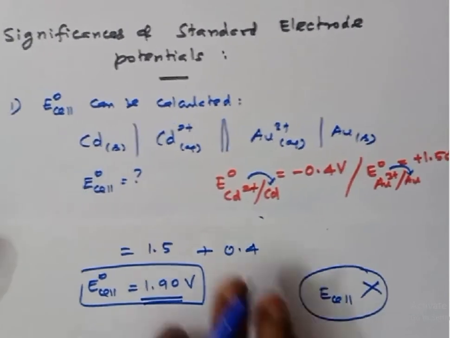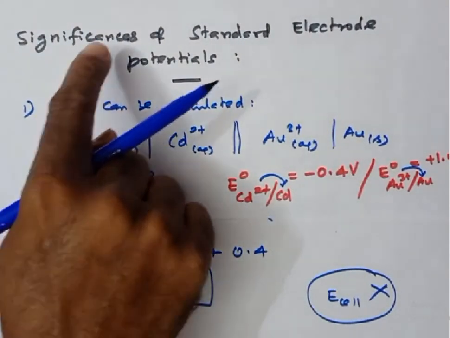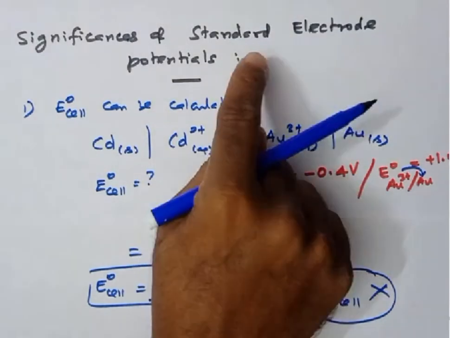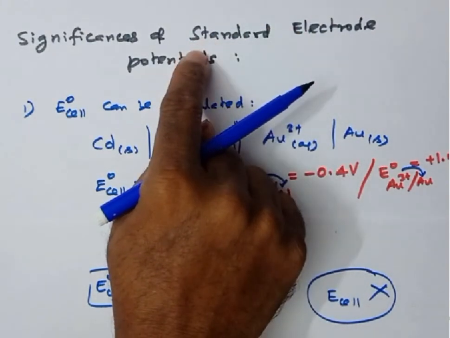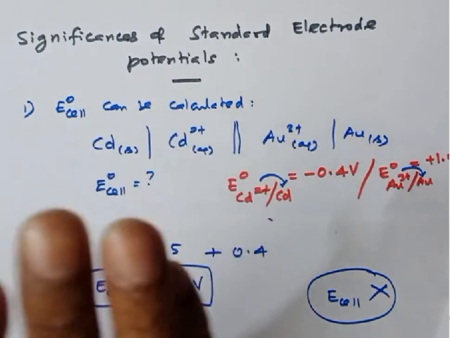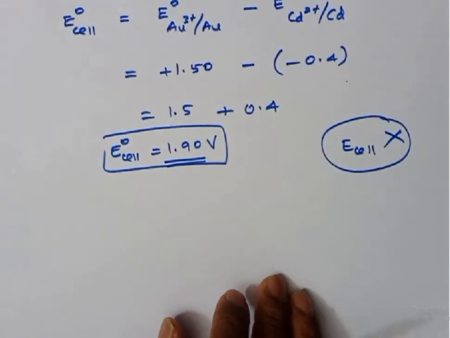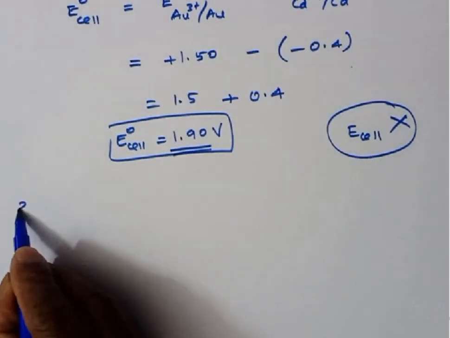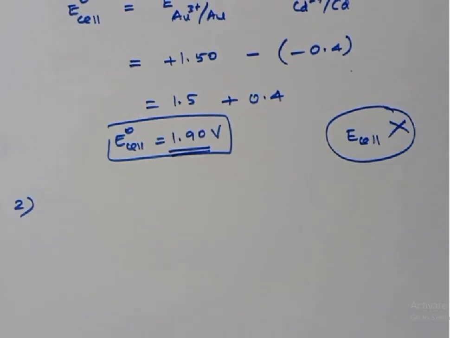So this is the first important significance of standard electrode potential. If you know standard electrode potentials, you can calculate standard cell potential without doing any experiment. Then the second one: if you know the standard electrode potentials, you can identify whether a particular reaction takes place or not.